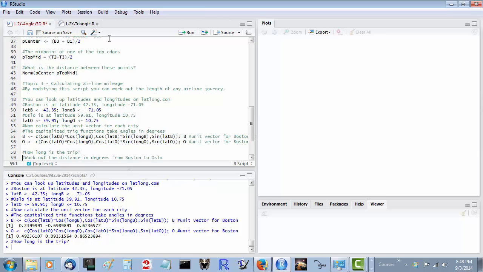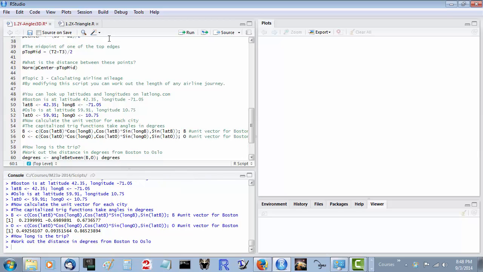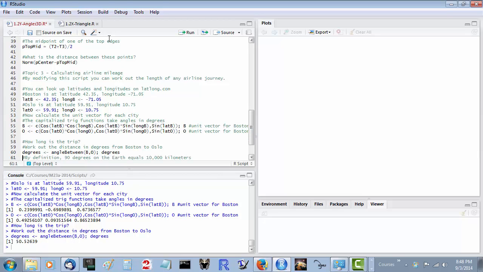How far is it from Boston to Oslo? Okay, this is not hard to figure out. We can certainly figure out the angle between the two unit vectors that represent Boston and Oslo. That angle is about 50 degrees. It's almost 1/6 of the circumference of the Earth, but not quite.